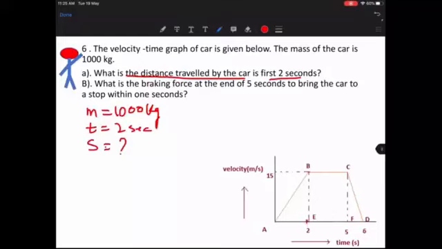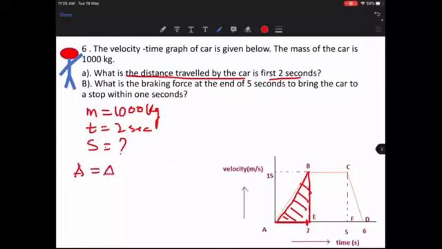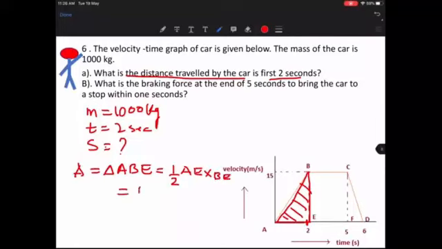What area? See, this is your 2 seconds. So if you calculate the area, this area of the triangle, you will get the answer. So let's find out the area. The area of triangle ABE is equal to half into base. Base is AE into what is the height? Height is BE. Half into what is AE? AE is equal to 2. What is BE? BE is equal to 15. Look at this. This is 15. Y-axis is actually 15.